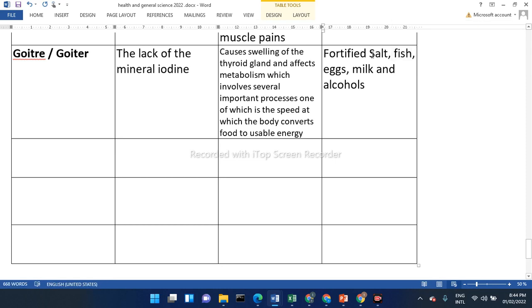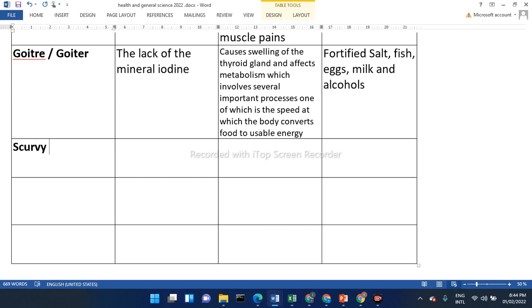They like you to know fish and salt for sure. Those are the main ones. You have to be specific with what type of salt. They just say salt in there, so it wasn't a big deal, but we know it's a specific salt: iodized salt. Okay, moving right along, we have scurvy.